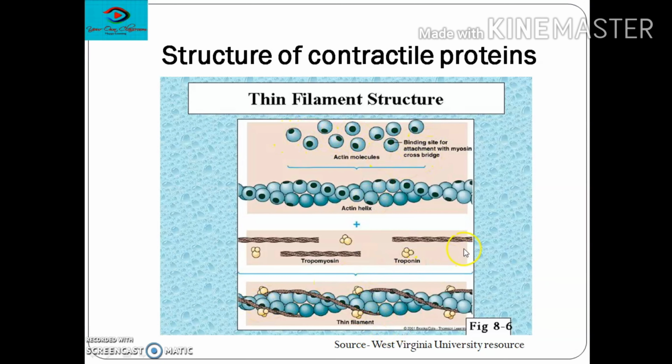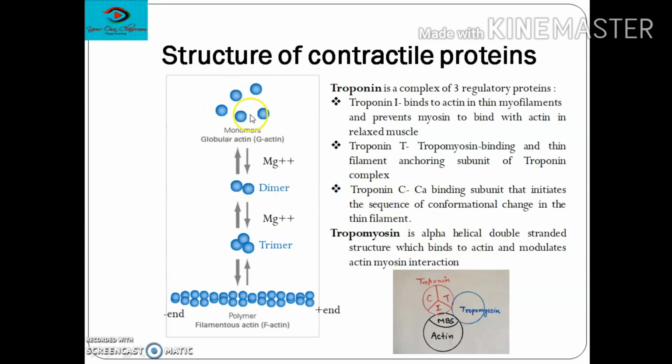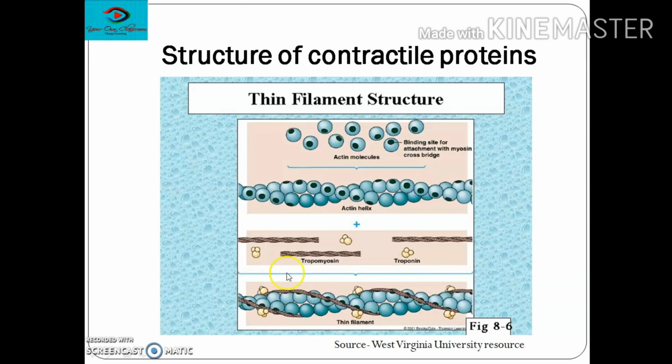So let's see another image which can tell this better. So these are the globular actin monomers, and they form a dimer and a trimer in the presence of magnesium, and finally a helix is formed. This is referred to as filamentous actin.